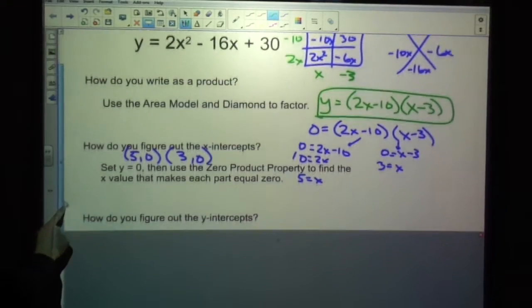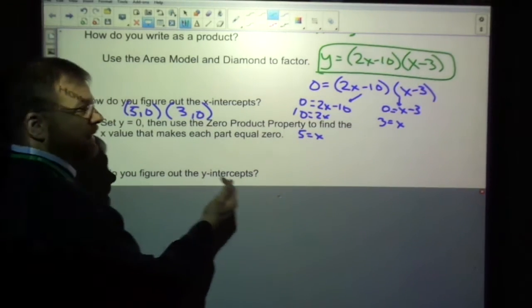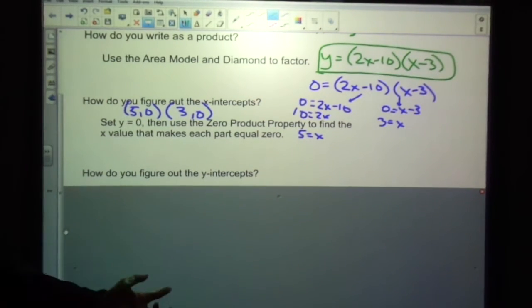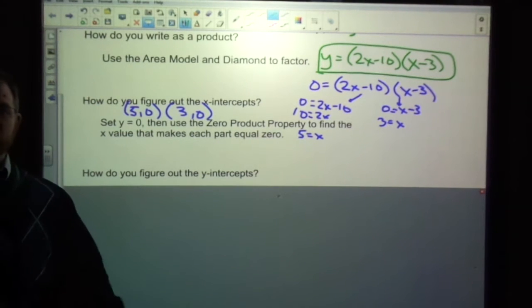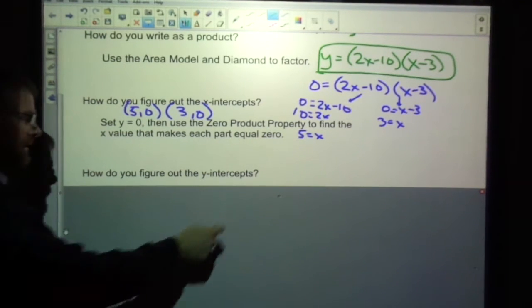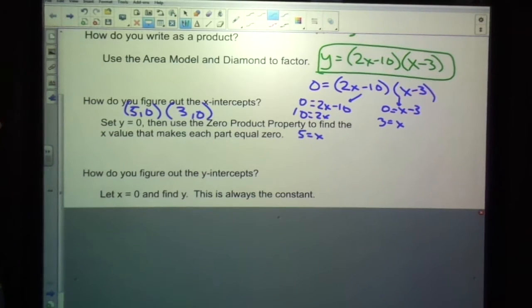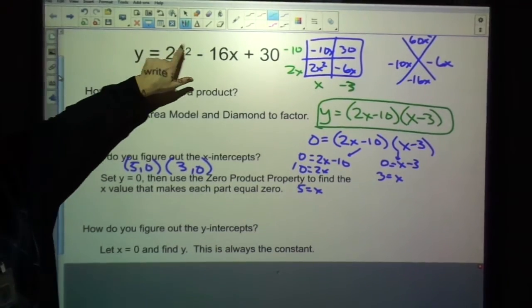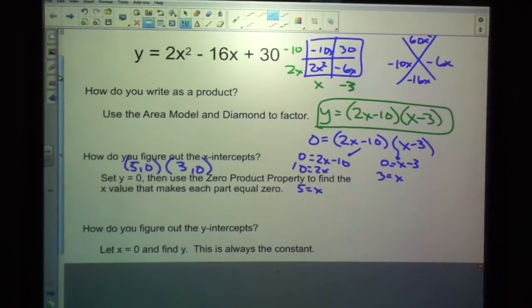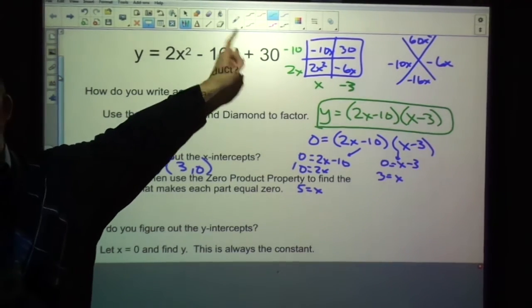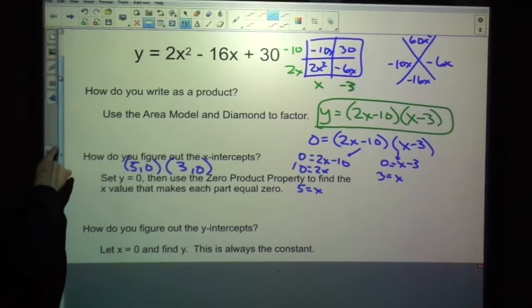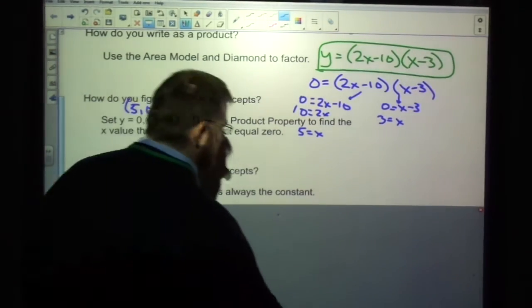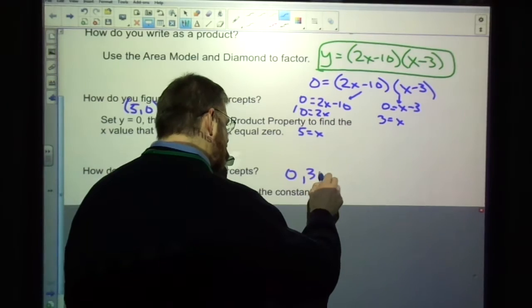How do you figure out the y-intercepts? Well, remember, if the x-intercepts we find by making y 0, then we can find the y-intercepts by making x 0. Let x be 0 and find y. This is always the constant. So if I go back up to my original equation, if I put in 0, that would make the 0 minus 0 plus 30. So that's going to equal 30. And it's always going to be this last number, this constant. So in this case, when x is 0, y is 30.